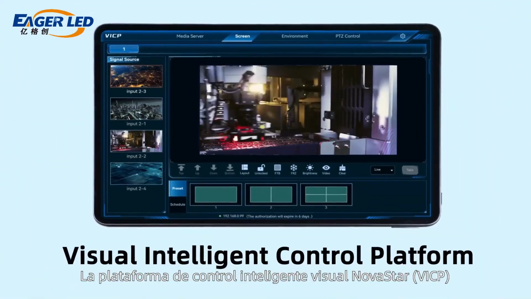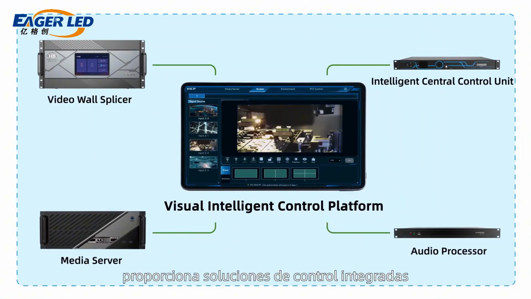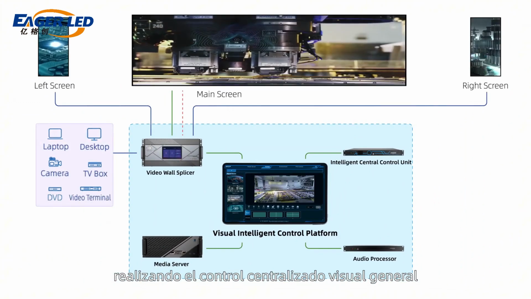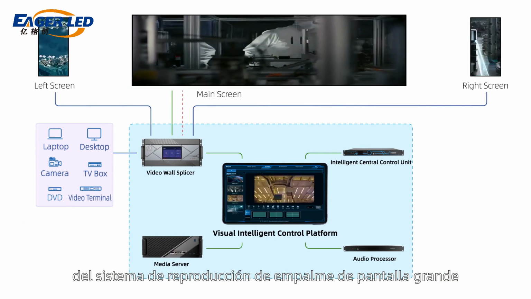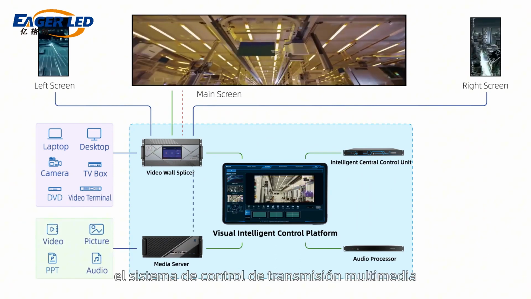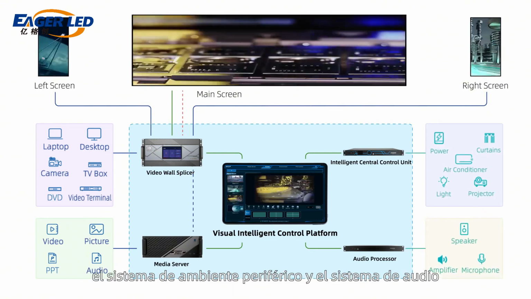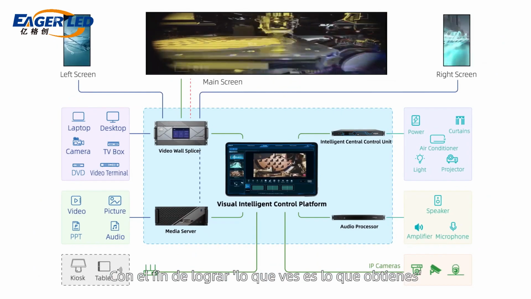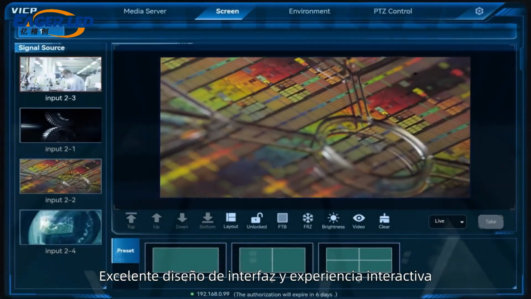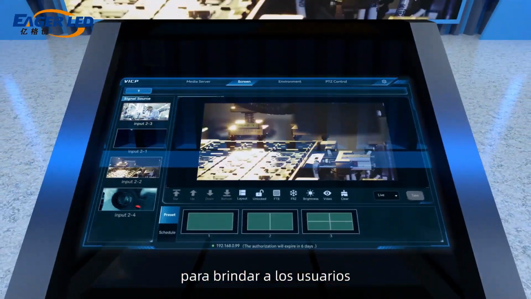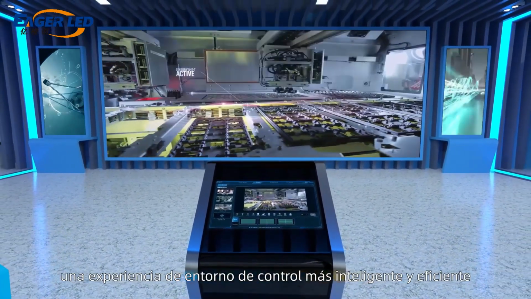Novastar Visual Intelligent Control Platform (VICP) provides integrated control solutions, realizing the overall visual centralized control of the large screen splicing display system, multimedia broadcast control system, peripheral environment system, and audio system. In order to achieve what you see is what you get, excellent interface design and interactive experience provide users with a more intelligent and efficient control environment experience.